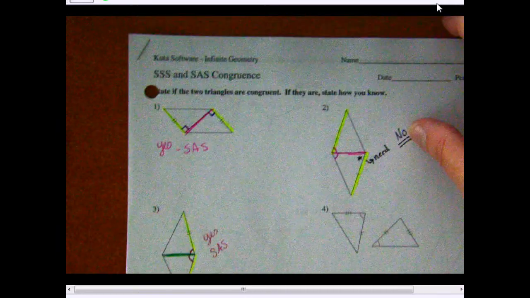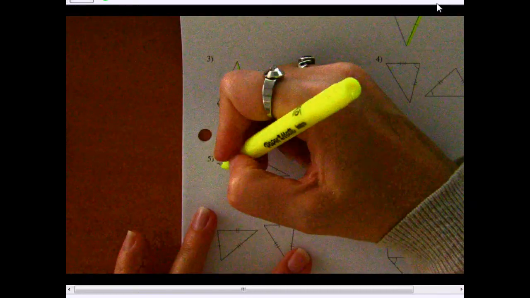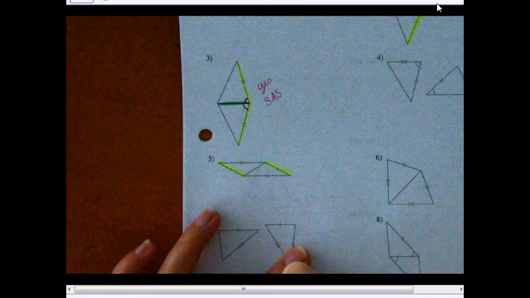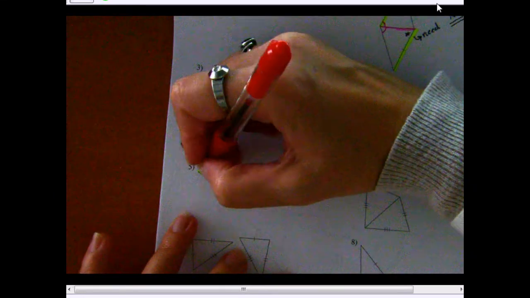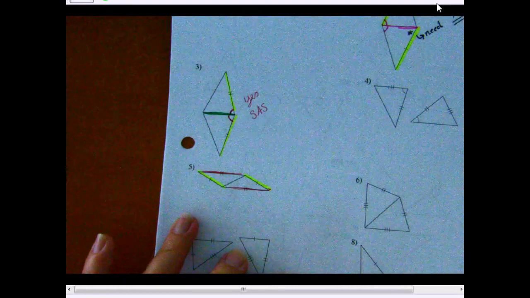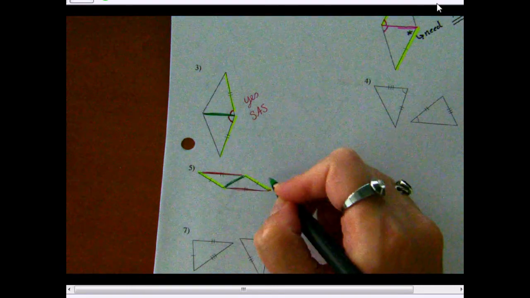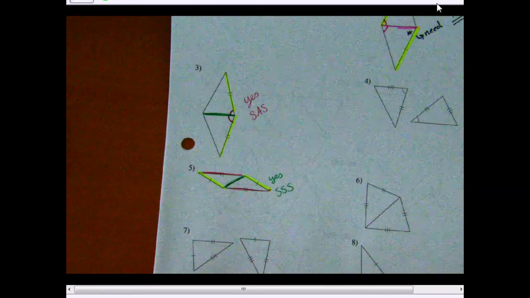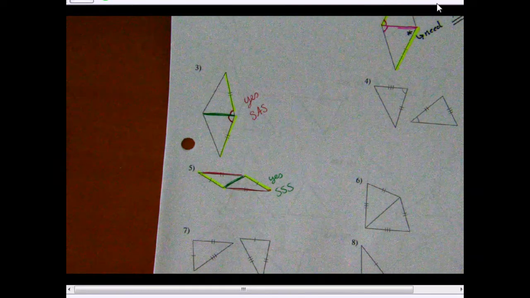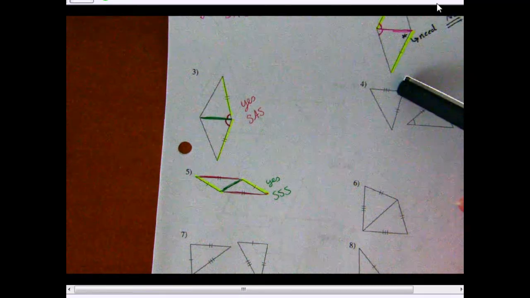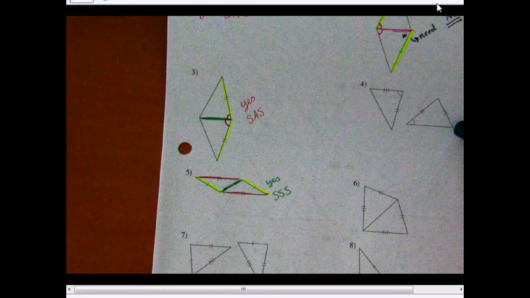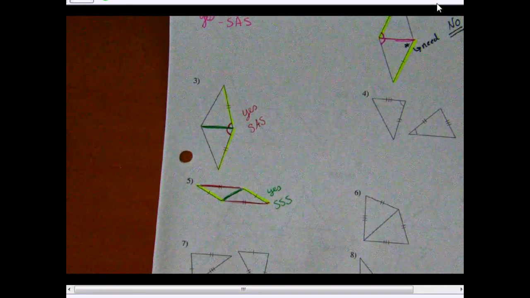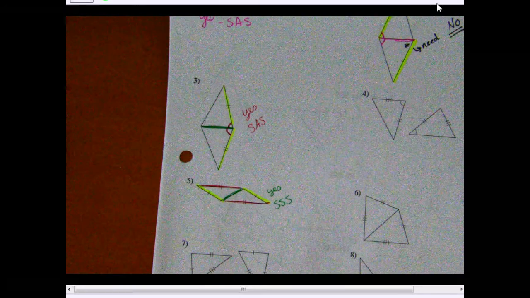All right, so let's look at number 5. We have a side. We have another side. And then we have another side. So yes, side, side, side. And it has to be all 3 sides. We can't just have 2 of the sides that match. Would 4 be right or no? No. Side, angle, side. Because right here we've got side, angle, side, but then here I have angle, side, side. And we don't have angle, side, side. Okay. So does that sort of make sense?